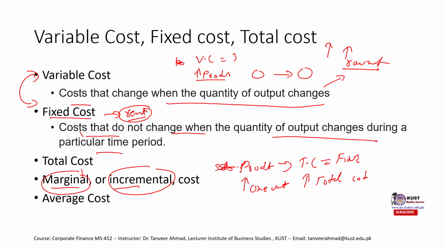Then we have average cost. This average cost is different from incremental cost. Average cost is just the mean of different costs at different levels. So this isn't marginal or incremental cost. This is just the average. So just to make it clear, to distinguish the incremental from average cost, you must remember this.